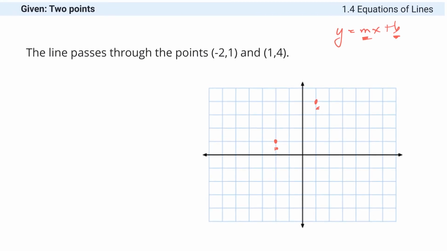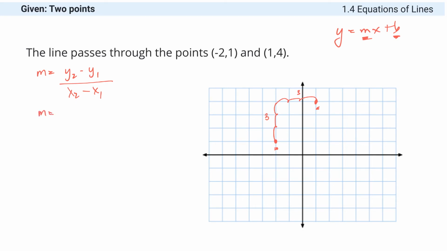Okay, so I could do that just by going 1, 2, 3 up, and then 1, 2, 3 over to the right. So my slope would be 3 over 3 or just 1. So I could do that, or I could use, the book shows you how to use this formula here. So y2 minus y1 over x2 minus x1. So basically the difference in y values over the differences in x values.